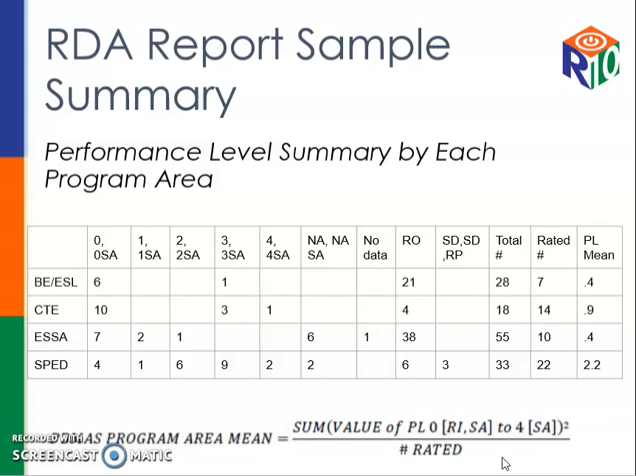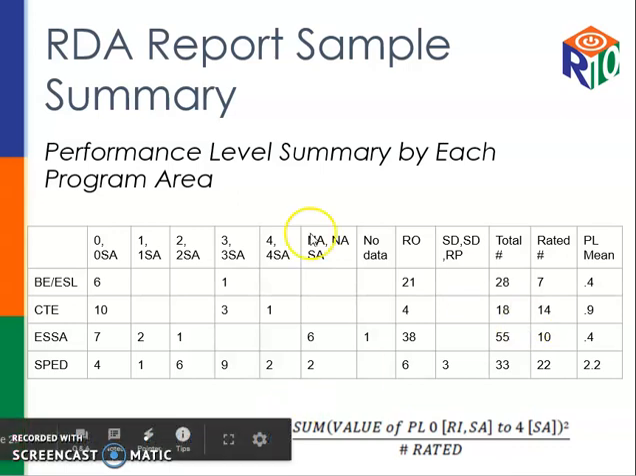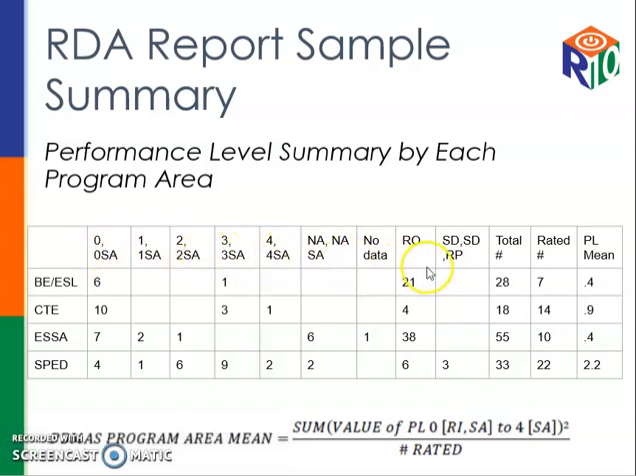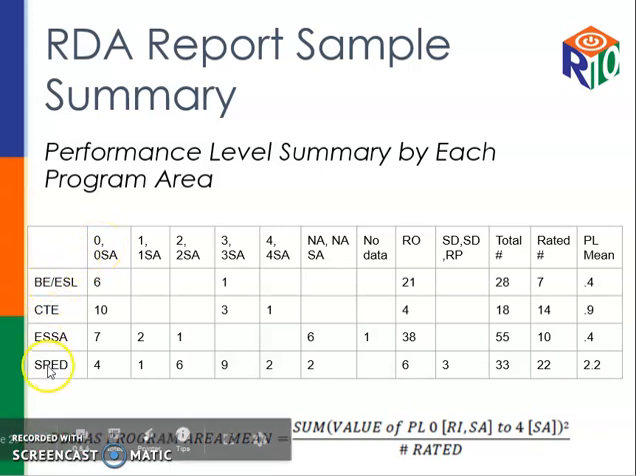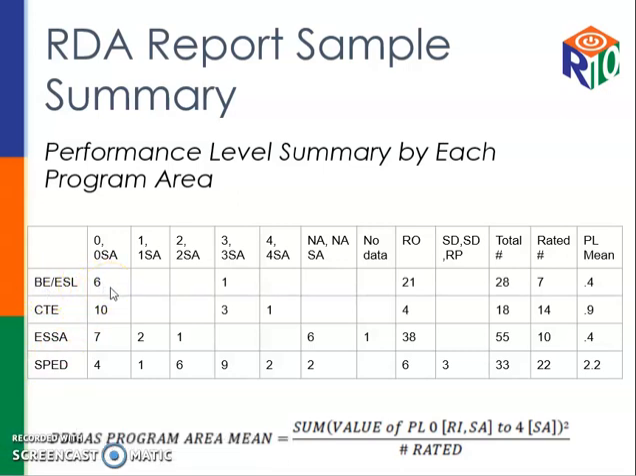Now we will review an example of a report summary. On the very last page of your report, you will see a summary. Basically, it includes all the performance levels with components that were applied for each specific indicator. And then you will have each program listed. We will begin with the bilingual ESL program since we did those examples. This program received 6 PLs of 0. They didn't receive any 1s, they didn't receive any 2s, they received 1 3.